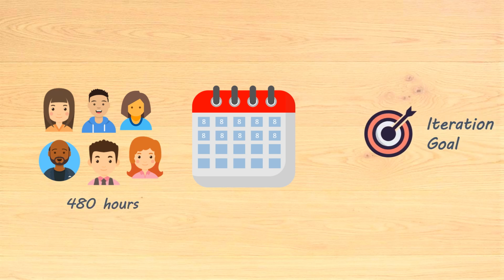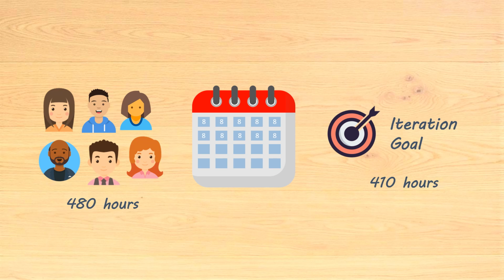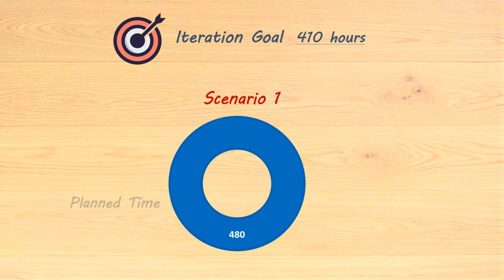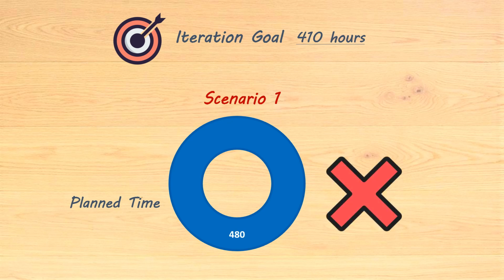The iteration goal that the team is evaluating is estimated to take around 410 hours. Let's assume that in scenario 1, the team doesn't care about the way the time is split. They just assume they have the 480 hours as planned time, and because of that, they had no problems committing to the iteration goal, which would be, in theory, a bad decision.